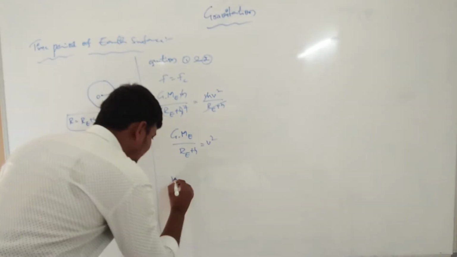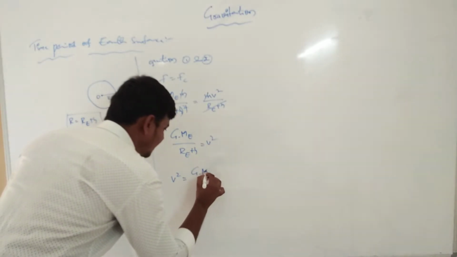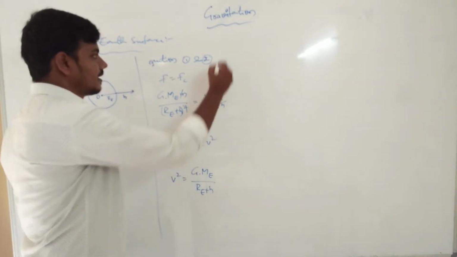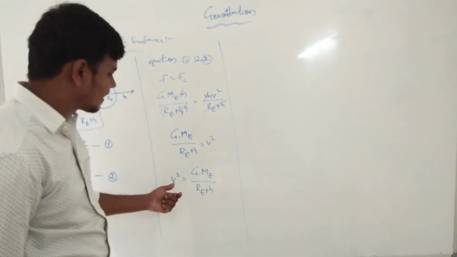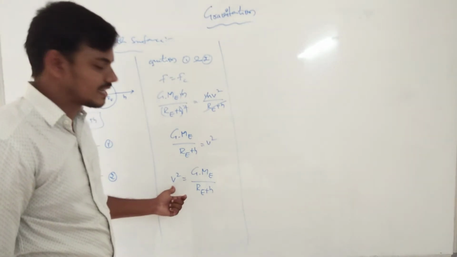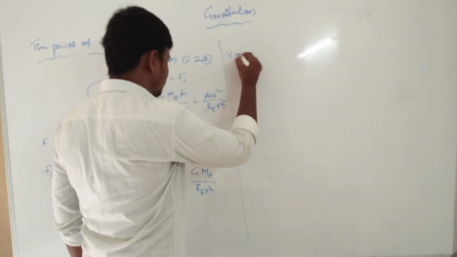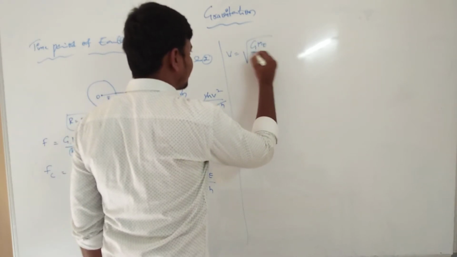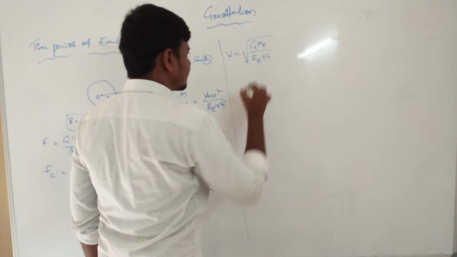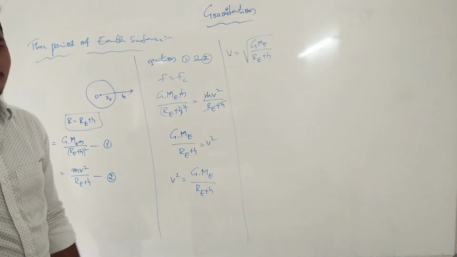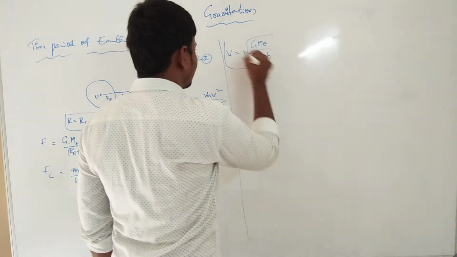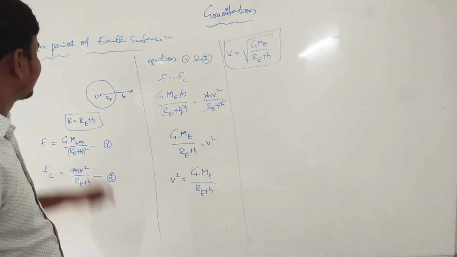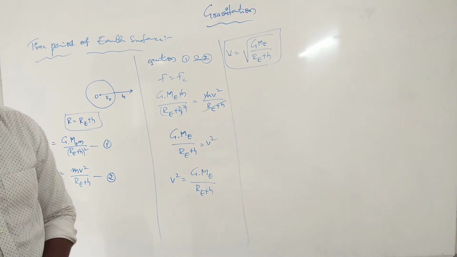So v square is equal to capital G, capital M E by R E plus H. Now the velocity v is equal to the square root of capital G, capital M E by R E plus H. This is the velocity of the satellite. Next we take the time period of the satellite. Now what is the time period?